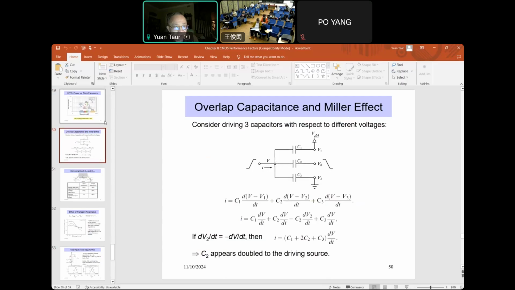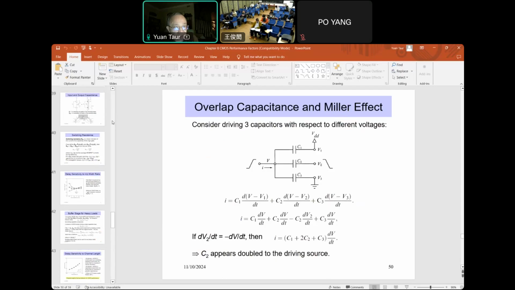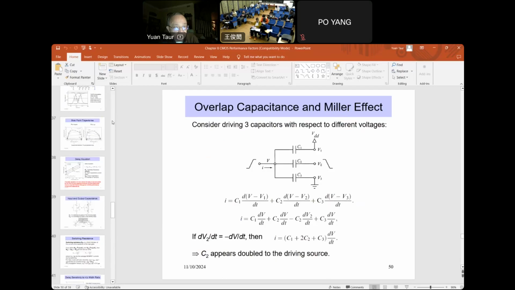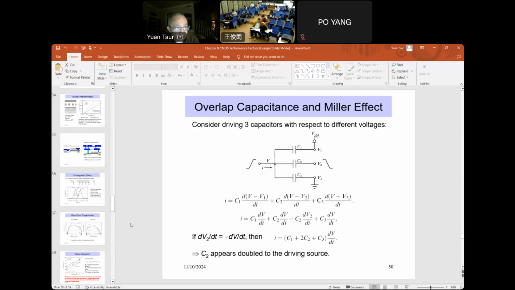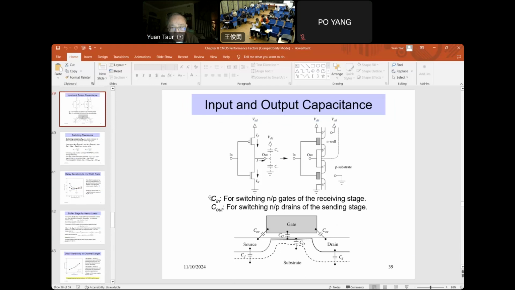And this happens, for example, let's say this is the bottom transistor here, and the gate tries to pull up.